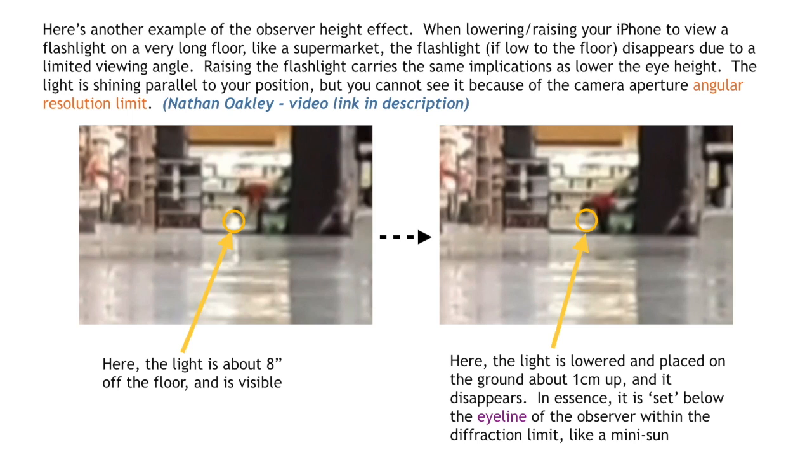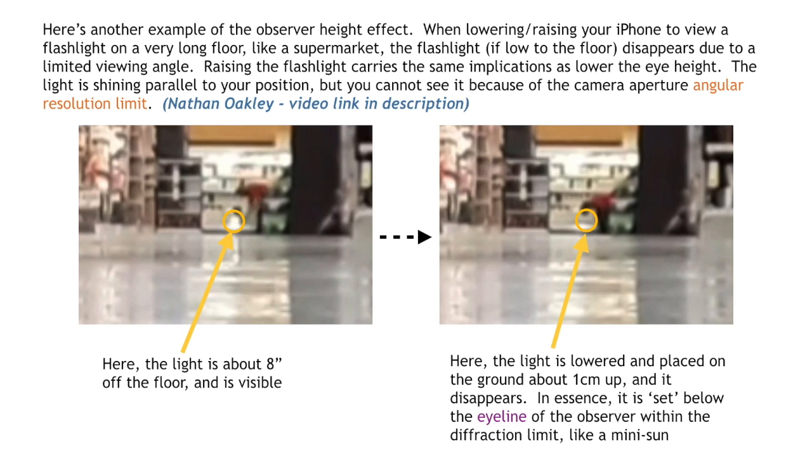So here's another example of the observer height effect, and again, video links are in the description. When lowering or raising your iPhone, which has a small aperture in comparison to, say, your eye or a high-end camera, to view a flashlight on a very long floor like a supermarket, the flashlight, if it's low to the floor, disappears due to a limited viewing angle.